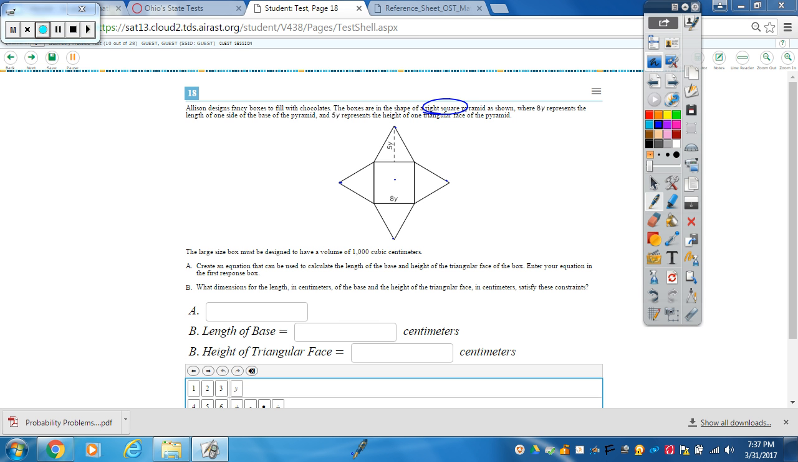The large size box must be designed to have a volume of 1,000 cubic centimeters. Create an equation that can be used to calculate the length of the base and the height of the triangular face of the box. Enter your equation in the first response box. Okay. So let's see here.